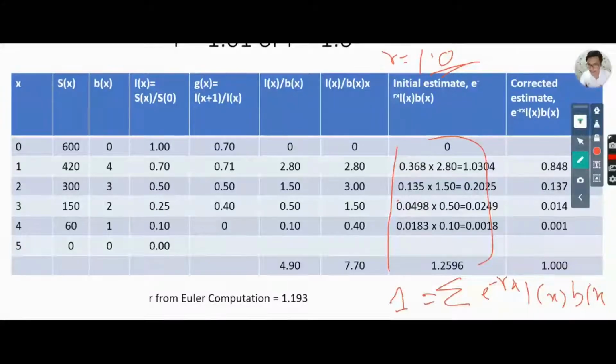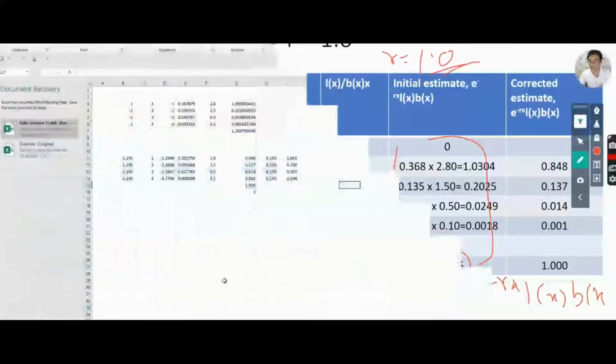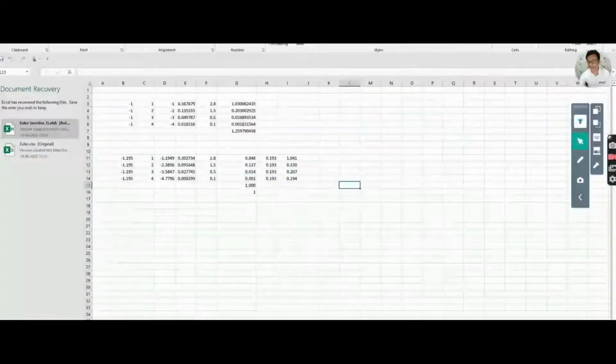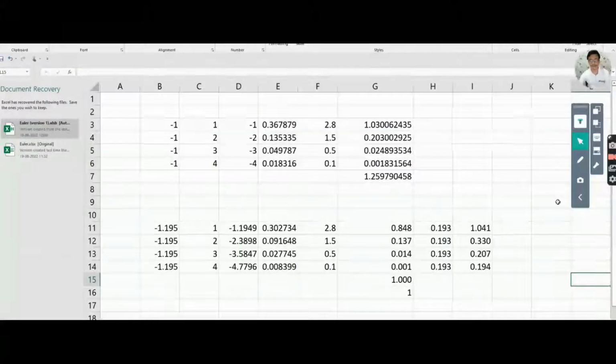But the summation we are getting now is not 1. It is 1.2596. If we have to agree with Euler, we have to make it 1. Now you can see this one. Can you see these figures?